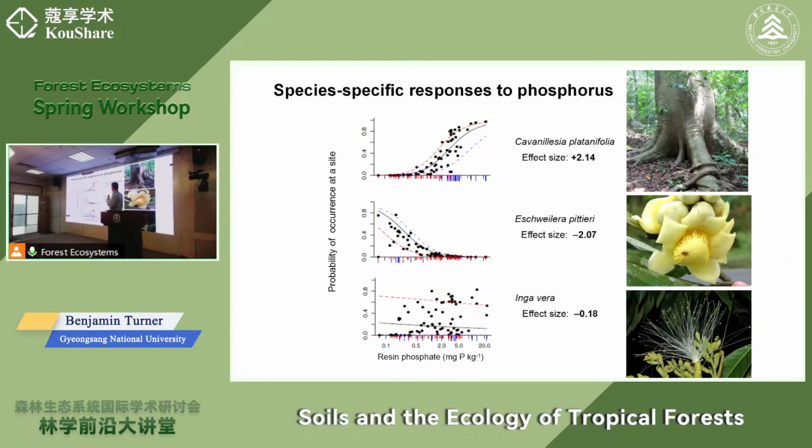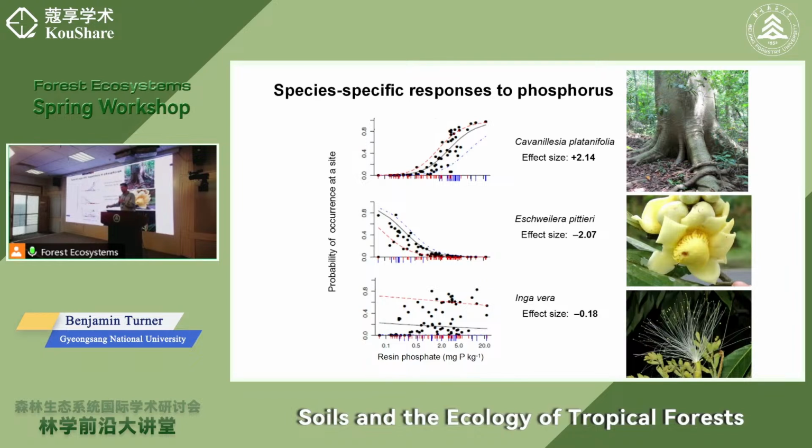And so we take the first order coefficient of this model and call this the effect size, or the phosphorus affinity, in this case +2 for Cavanillesia. That's a strong phosphorus-favoring species. Now the opposite pattern is this one for this Eschweilera species. You can see that at high phosphorus this species never occurs, but when we get below 2 ppm we have a very good probability of finding this species, and therefore it has a negative phosphorus association. It does not like high phosphorus, and so 2 contrasting affinities for phosphorus.